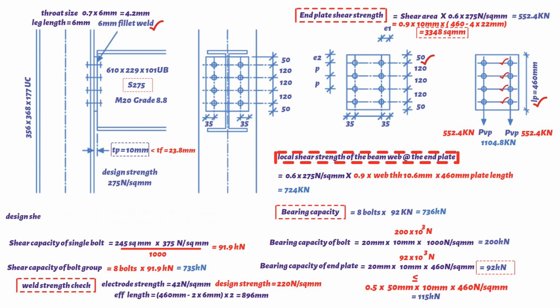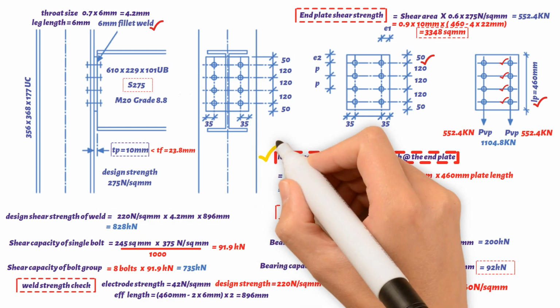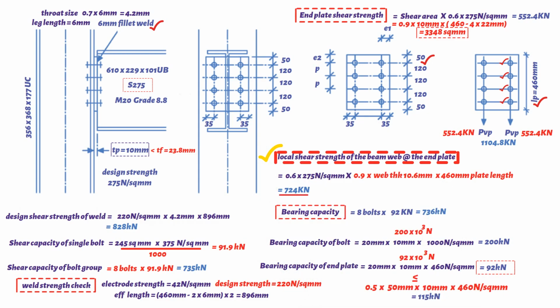Hence, design shear strength of weld, equals design strength 220 Newton per square millimeters, multiplied by throat size 4.2 mm, multiplied by the effective length of the weld 896 mm. This gives us a value of 828 kilonewtons. Therefore, strength of connection is controlled by shear strength of beam web, and is equal to 724 kilonewtons.